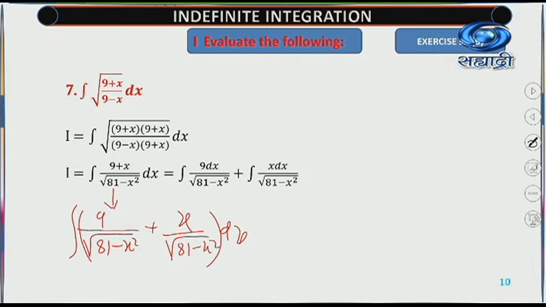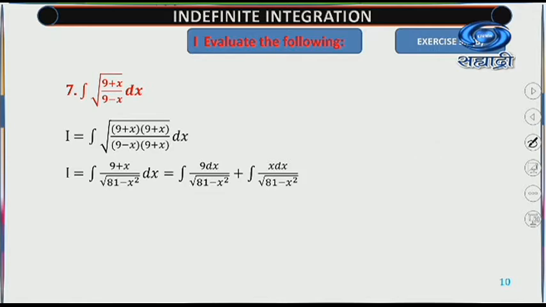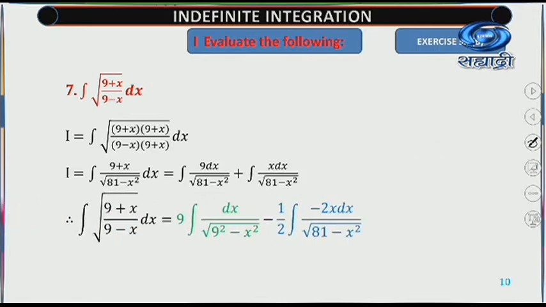So you are able to distribute this, and by distributing you are getting this step, that is integral of 9 dx upon root of 81 minus x square plus integral of x dx upon root of 81 minus x square. Okay, after that, what is your next step? The next step is you will get 9 into integral dx upon 9 square minus x square. Now we start thinking about I1 and I2.